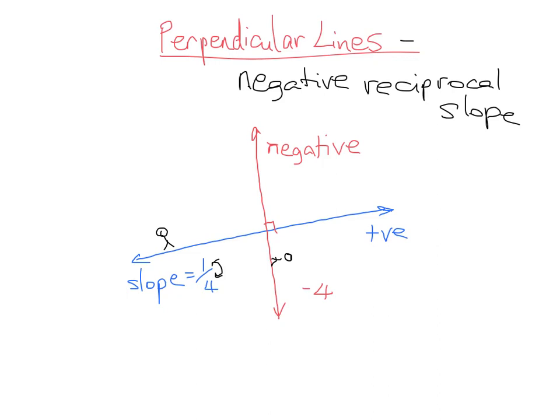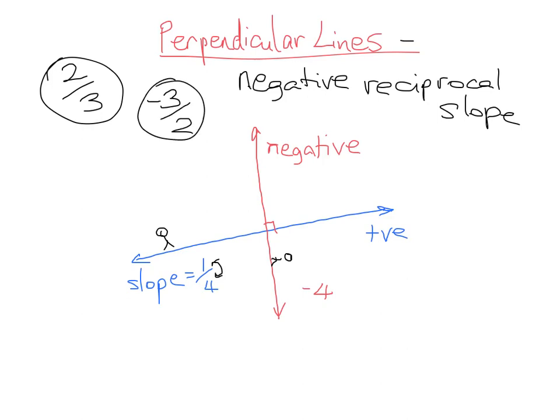So just a quick example, just to make sure we got it. If we have a line with a slope of 2/3, the perpendicular line would have a slope of, flip the fraction, change the sign, -3/2. And that's how it works. Perpendicular lines, negative reciprocal slope.